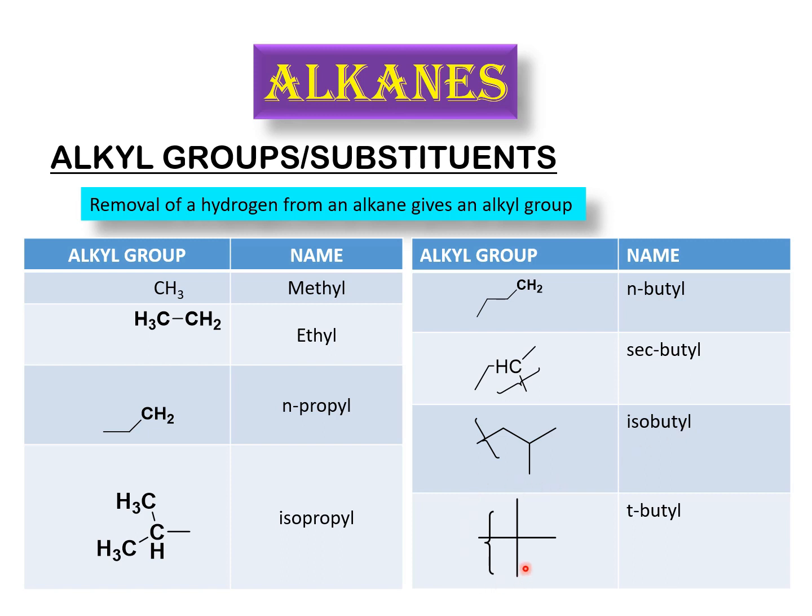If the attachment is from a tertiary carbon, this is a tertiary carbon, so there are 1, 2, 3 and 4 carbon atoms, and the attachment is from this tertiary carbon, so this is a tertiary butyl substituent. We can have a neopentyl substituent with 5 carbon atoms. So this is how you can name alkanes.